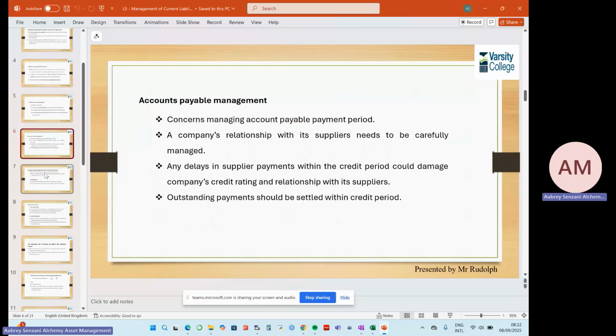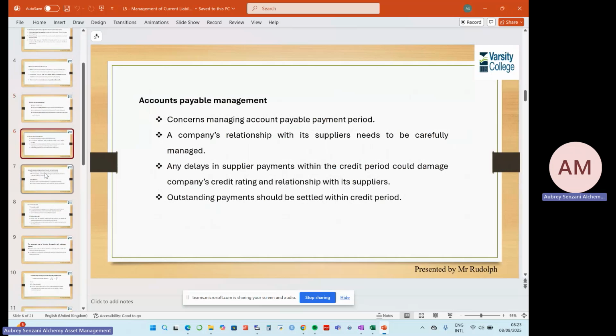So now they're talking about accounts payable management. It obviously concerns the managing of your current liabilities. A company's relationship with suppliers needs to be carefully managed. This is nothing new, it's more of a recap. Obviously, we want to extend the time it takes us to pay our creditors as long as possible, but without straining the relationship.